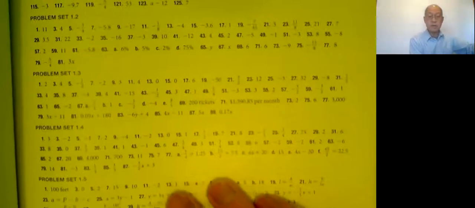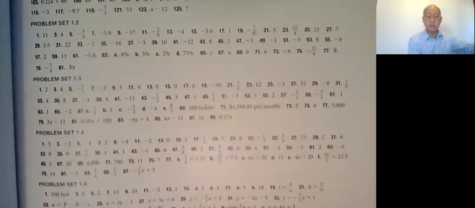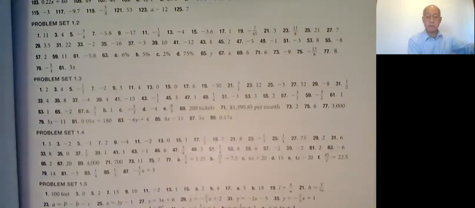Problem set 1.3. Here we go. Seems to be yellow right now, but you can see 1.3 there. So those are all the solutions that are there. All right, so as usual, I'll show you how some of the homework problems work.